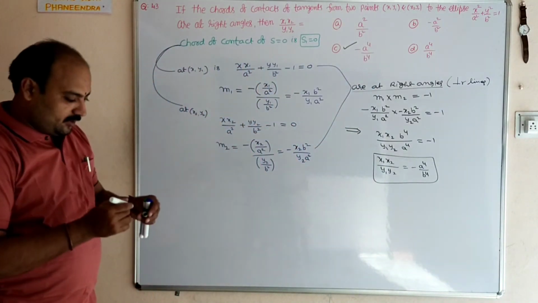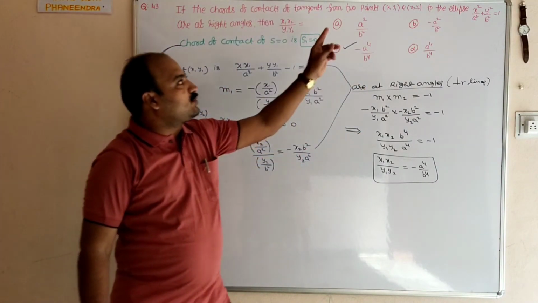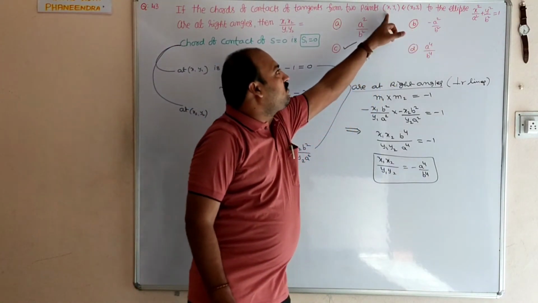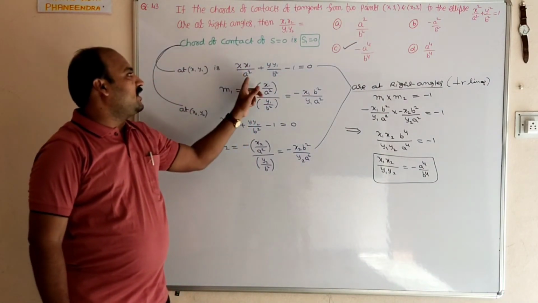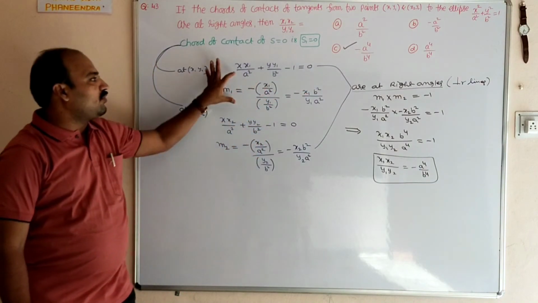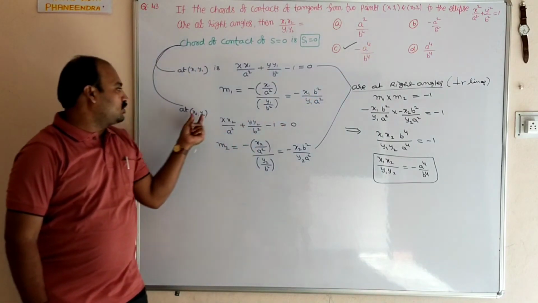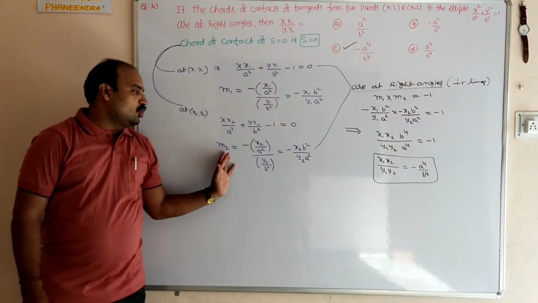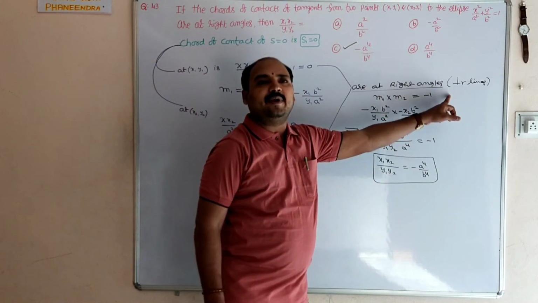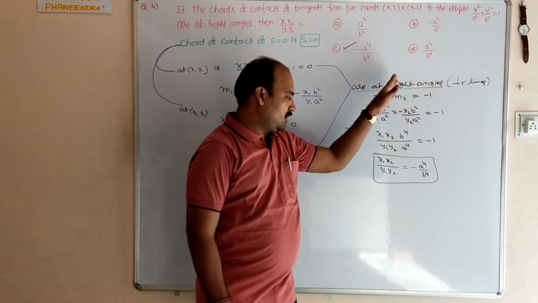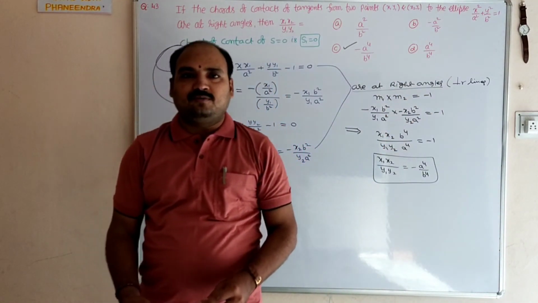Once again I'll repeat. Here the question is, if the chords of contact of tangents from (x1, y1) and (x2, y2): at (x1, y1) the chord of contact is S1 equal to 0, so x1 by a square plus y1 by b square minus 1 equal to 0, for which we calculated the slope. At (x2, y2), S2 equal to 0, and we calculated the slope. These two chords of contact are at right angles, so they are perpendicular lines, so m1 m2 equal to minus 1. We applied the condition and got the answer. We will move to the next question.